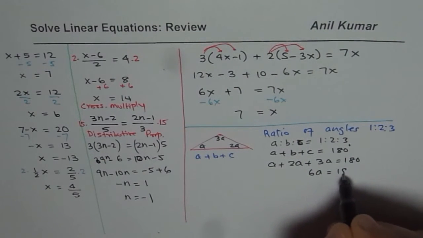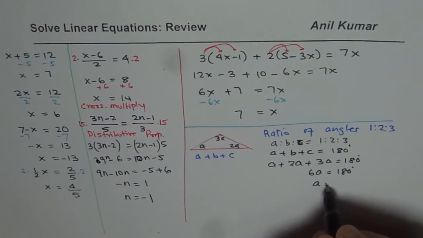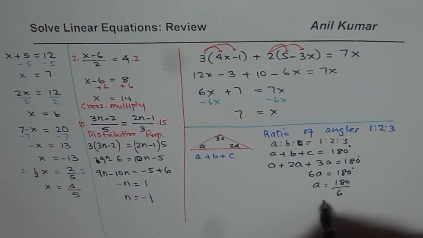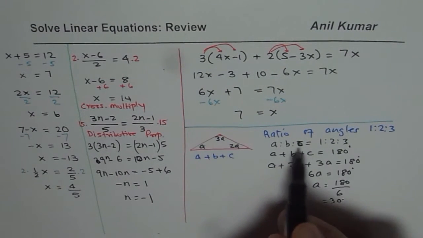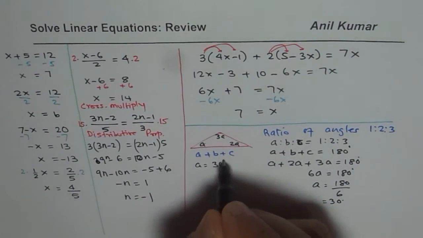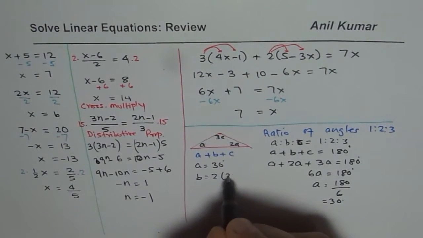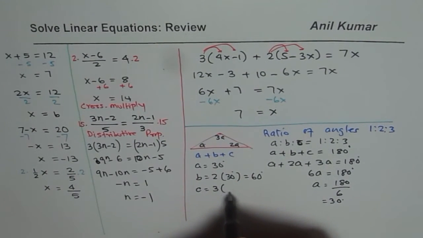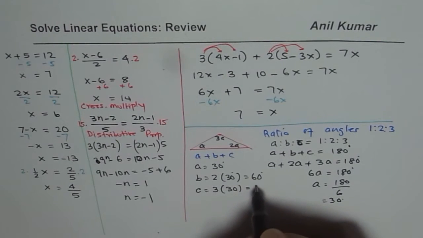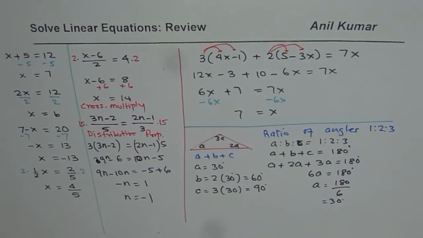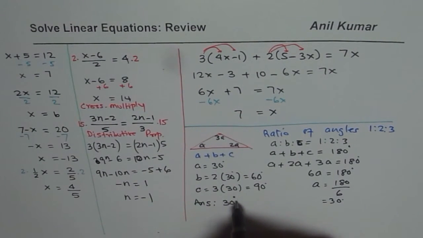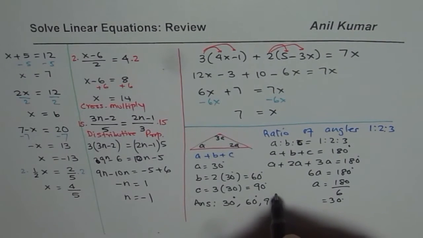When I combine them together, what do I get? 6A equals 180 degrees, correct? And A will be 180 degrees divided by 6. That gives me the answer as 30 degrees, correct? So if A equals 30 degrees, B equals 2 times 30 degrees, that is 60 degrees. And C will be 3 times 30 degrees, and that is 90 degrees. That means the triangle is a right triangle. So our answer in this case is that the angles are 30 degrees, 60 degrees, and 90 degrees.